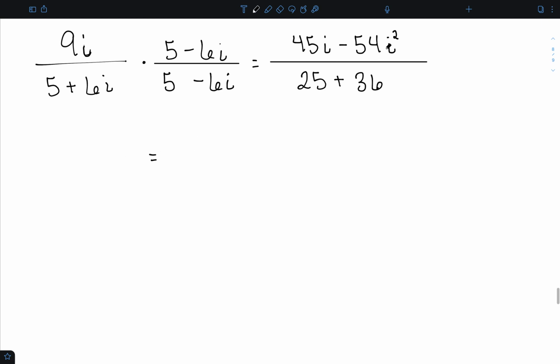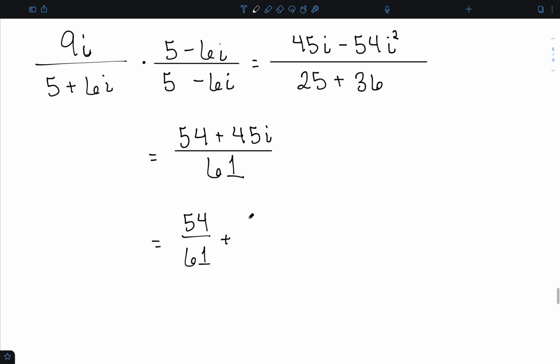Simplifying this, i squared is -1, so that means I have a positive 54 plus 45i on the numerator. And on the denominator, I have 61. So I can rewrite this as 54 over 61 plus 45 over 61 times i. So I have it in the appropriate a plus bi form.